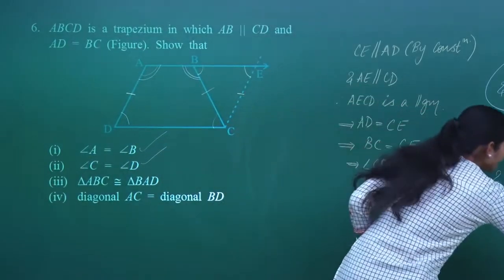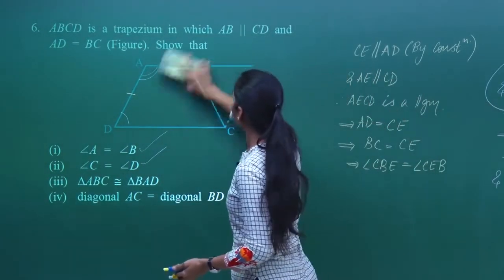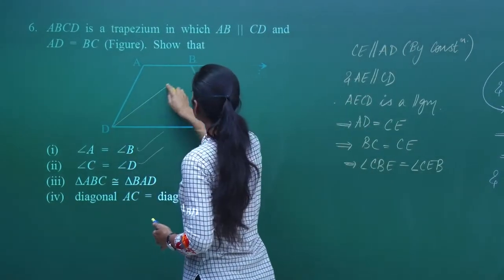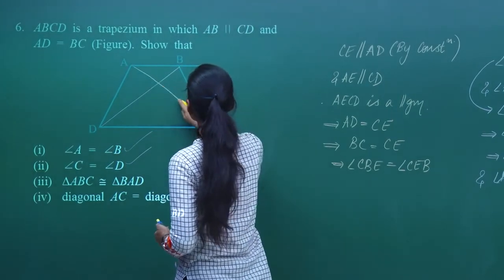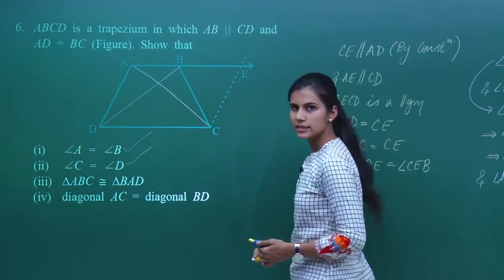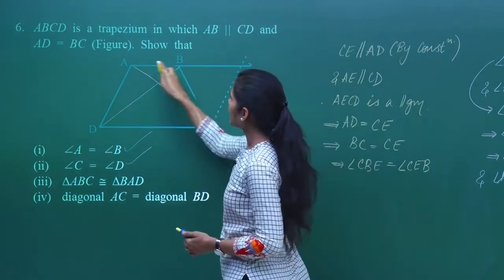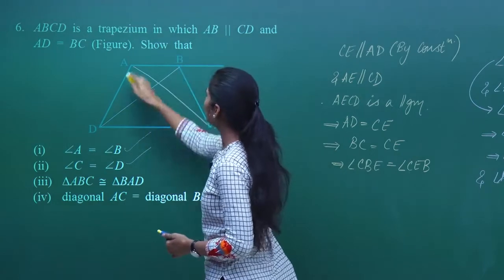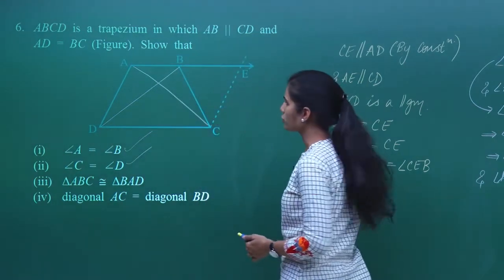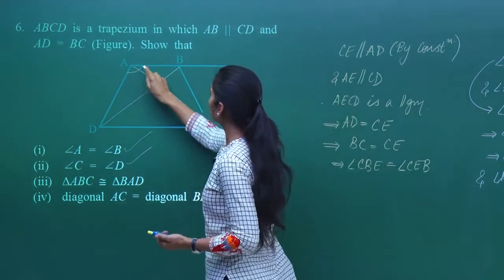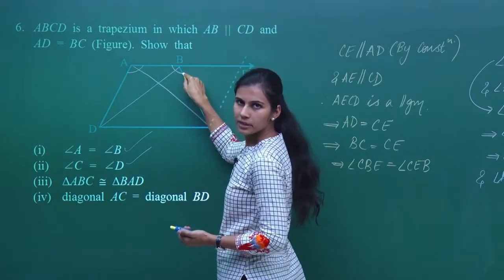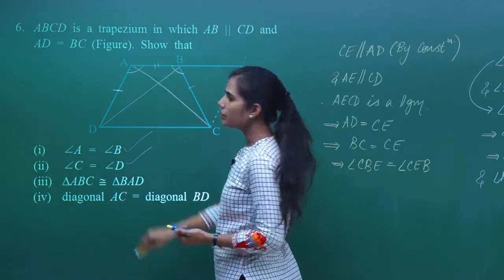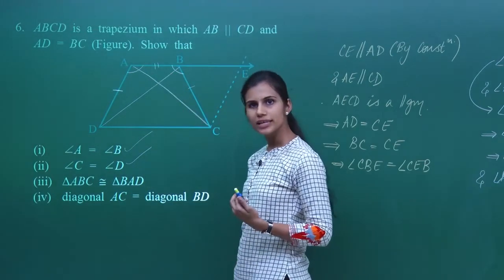Now you have to show that these two triangles are congruent. Which two triangles are congruent? When you join these two ends, you get triangle ABC is congruent to triangle BAD. So these two triangles you have to show congruent, which is very easy. Why? Because this angle is equal to this angle, this side is already given to be equal to this side, and this is common to both the triangles. So by SAS Congruence Rule they are congruent.